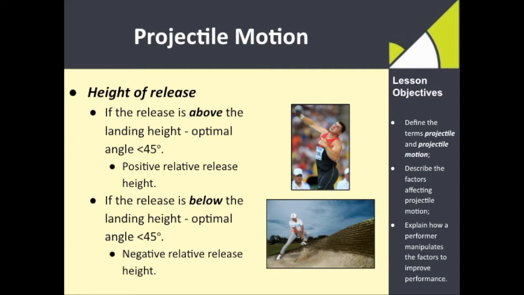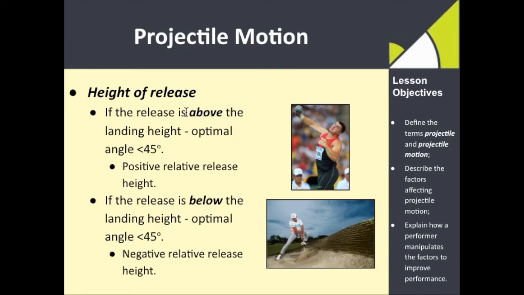In terms of the height of release, this is where we can affect the angle that we throw at. If we're releasing the object above the landing height, we see here a shot putter. Shot putters are quite muscular, and also quite tall. If this shot putter is 2 meters tall, they're releasing the ball from maybe 2 meters 20 high, but that shot put is going to land on the ground, so it's actually higher than the ground.